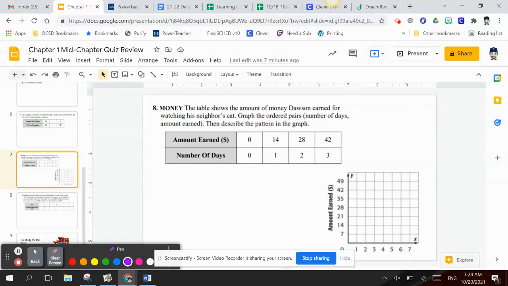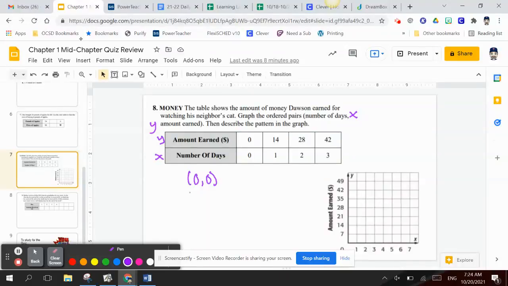Number 8 says the table shows the amount of money Dawson earned for watching his neighbor's cat. Graph the ordered pairs, the number of days to the amount earned, then describe the pattern in the graph. So my number of days is going to be my X value. Amount earned is my Y. Okay, here's my X, here's my Y. So I'm going to have 0, 0.